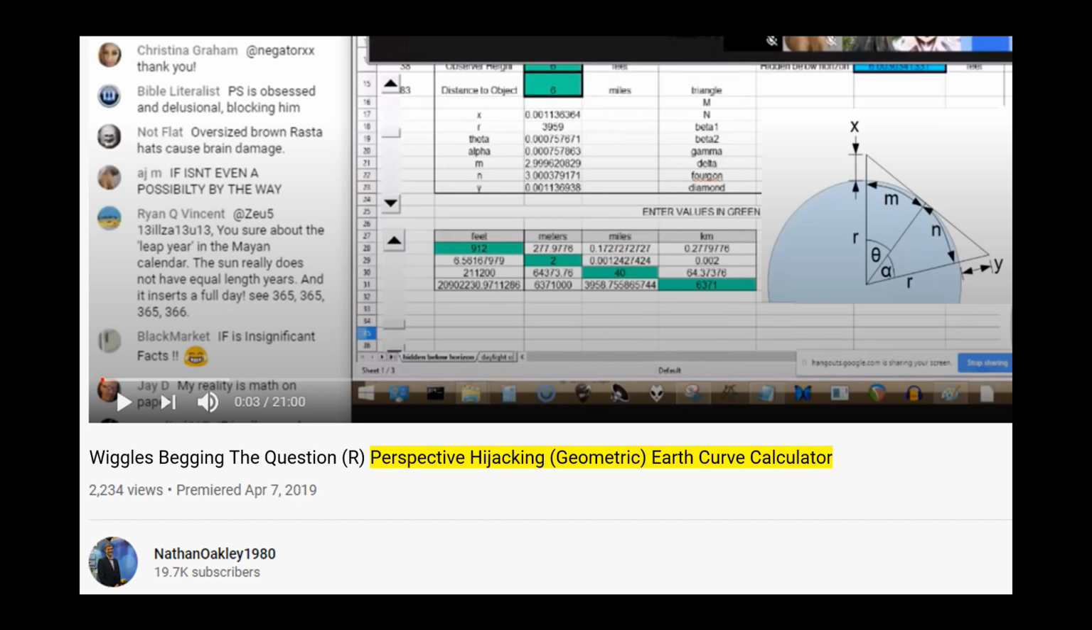But first, let's take a look at this well-known flat Earth meme, the perspective hijacking Earth curve calculator put forth by math illiterate Nathan Oakley. And I can call him that because he once argued that you do not divide meters by 1,000 to convert them into kilometers.